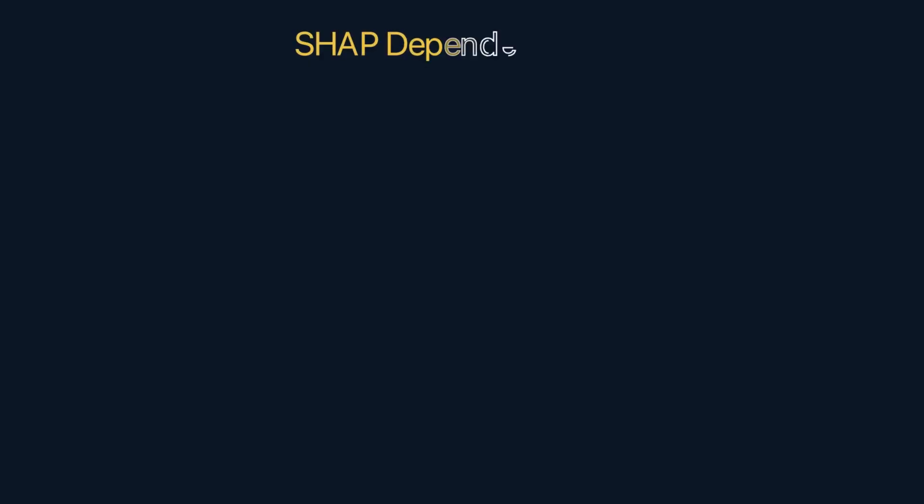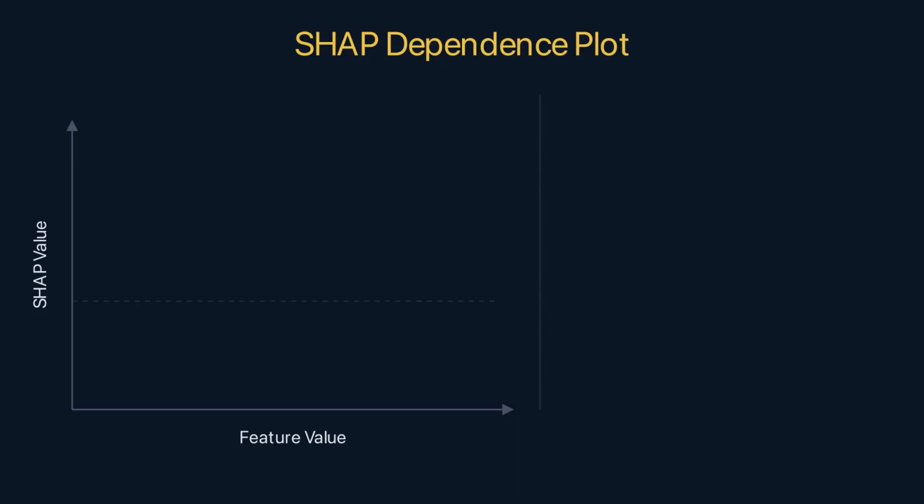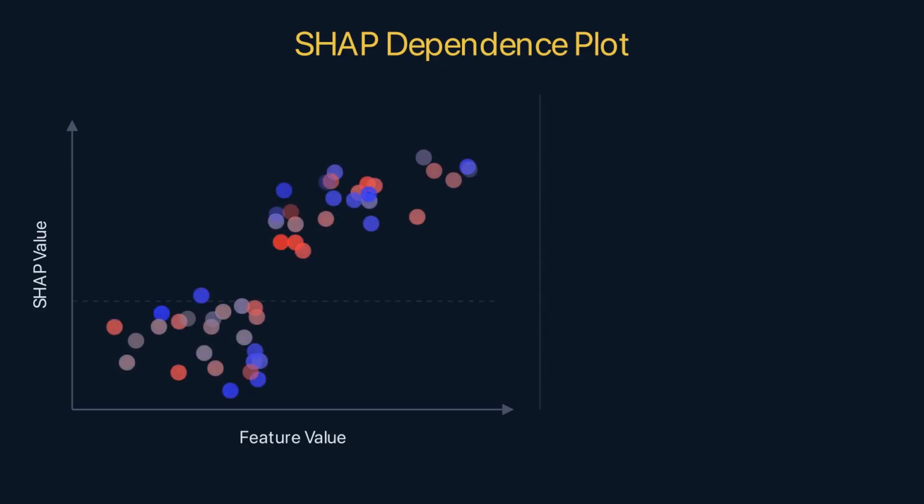The SHAP dependence plot zooms in on one feature. X-axis, the feature's raw value. Y-axis, its SHAP value. The shape of this relationship reveals how the feature affects the prediction: linear, threshold, U-shaped, or saturating. Color the dots by a second feature to reveal interactions.